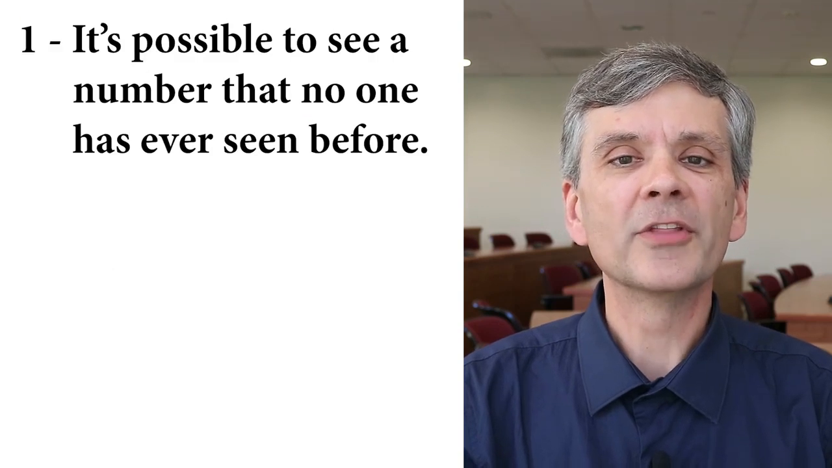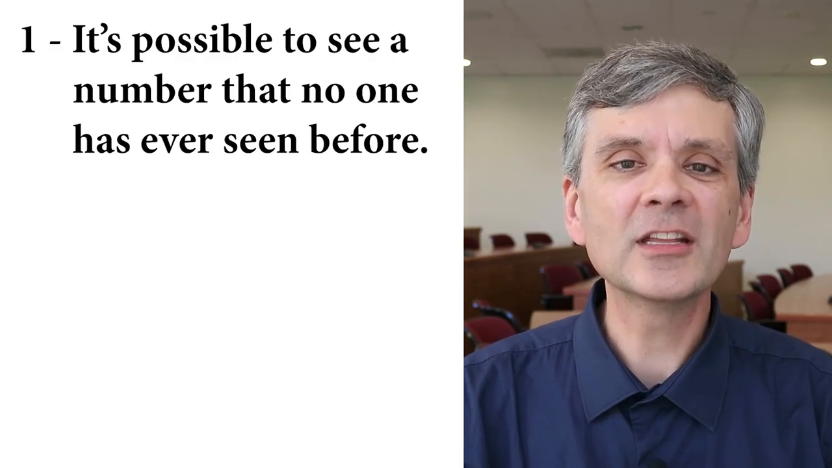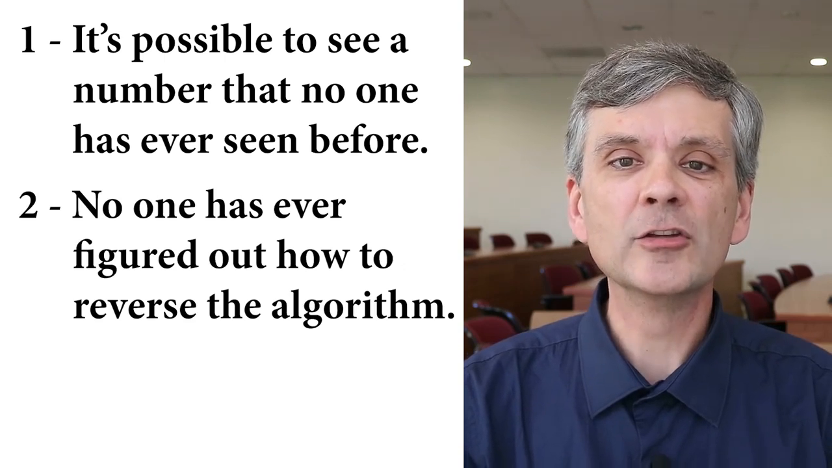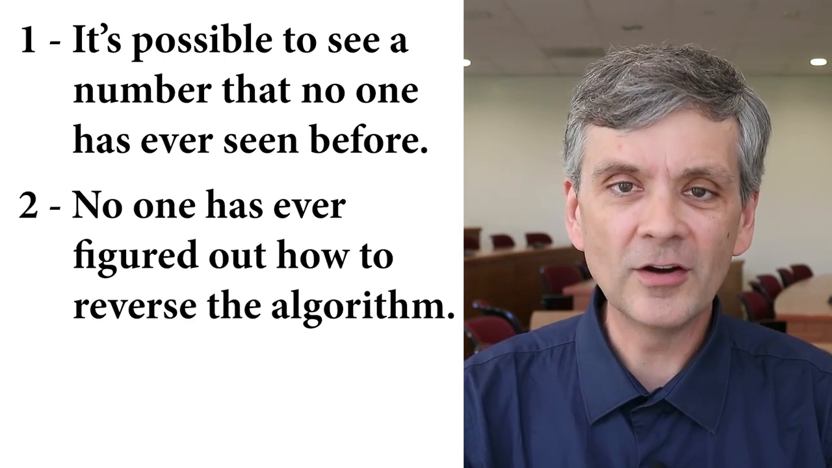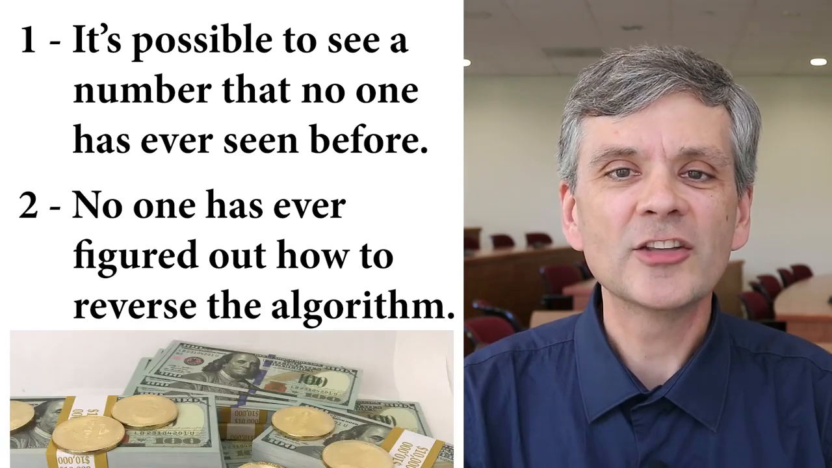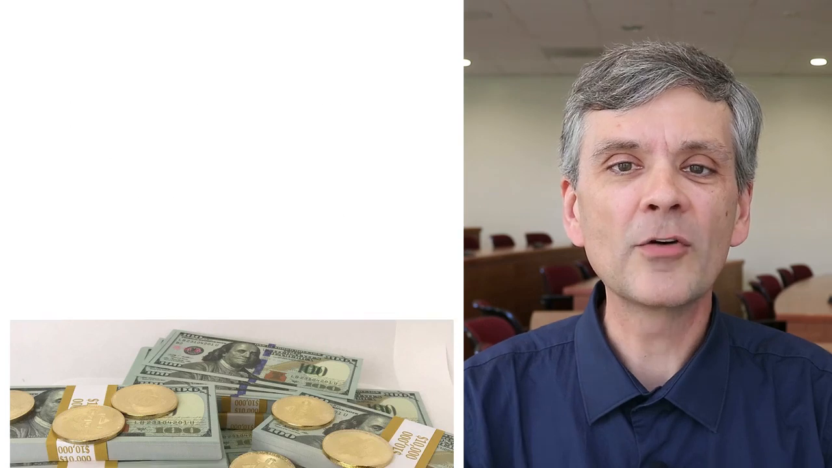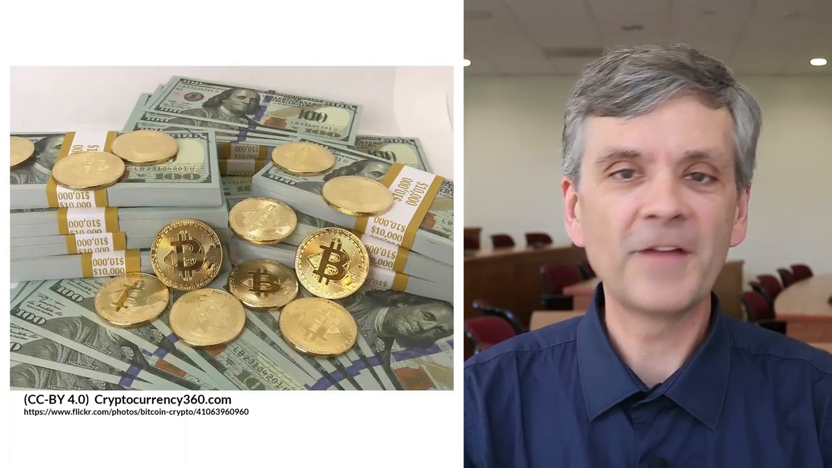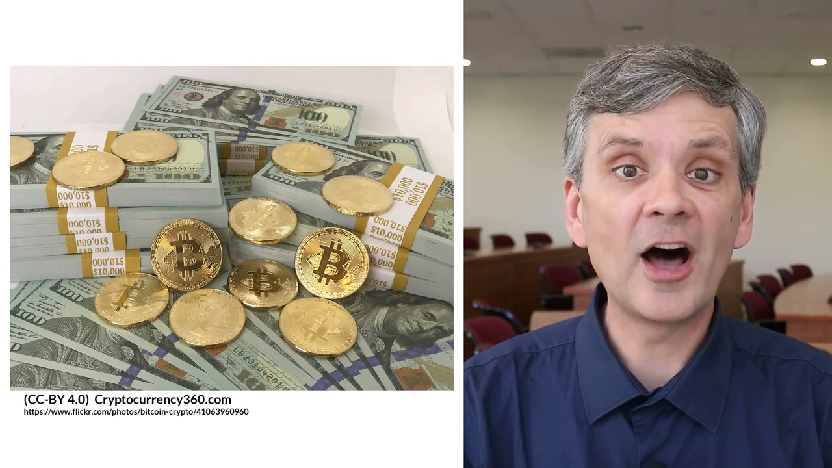Also, I think it's cool that here's a mathematical function that anyone can do on their computer, but no one has any idea how to do the reverse of this function. How do we know? Because there are billions of dollars at stake. You see, SHA-256 is a key part of the Bitcoin protocol. If you could reverse the algorithm, you could mine Bitcoin faster than anyone else and make a lot of money.